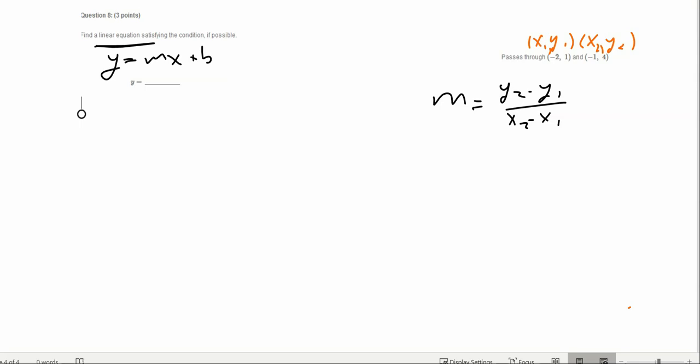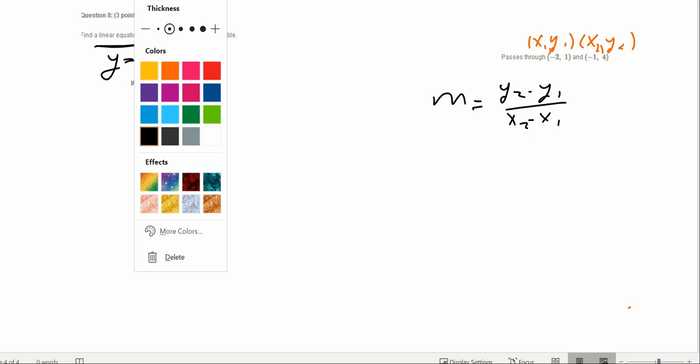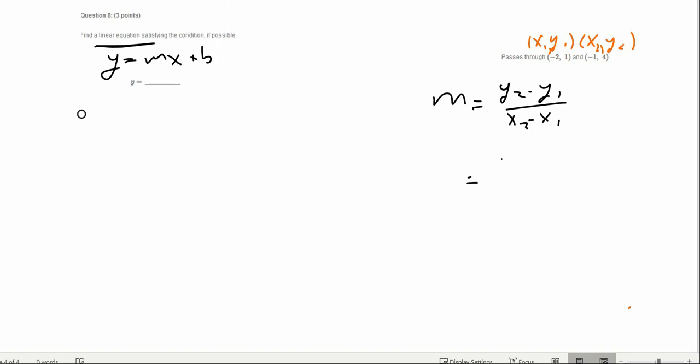So in this case, y2 is 4, y1 is 1, x2 is negative 1, x1 is negative 2. So that's 3, and negative 1 plus 2 would be 1. So my slope is 3.